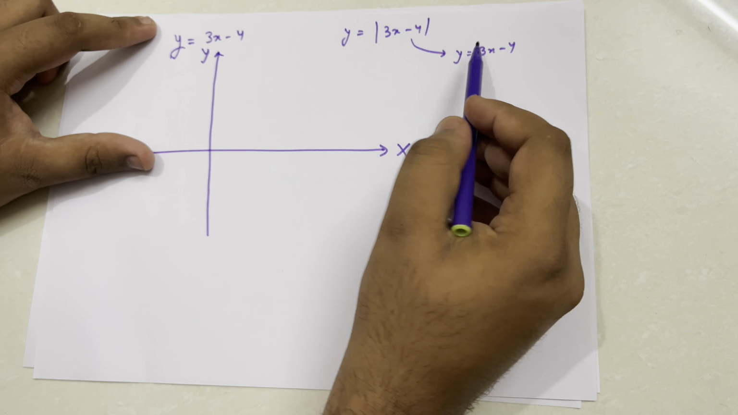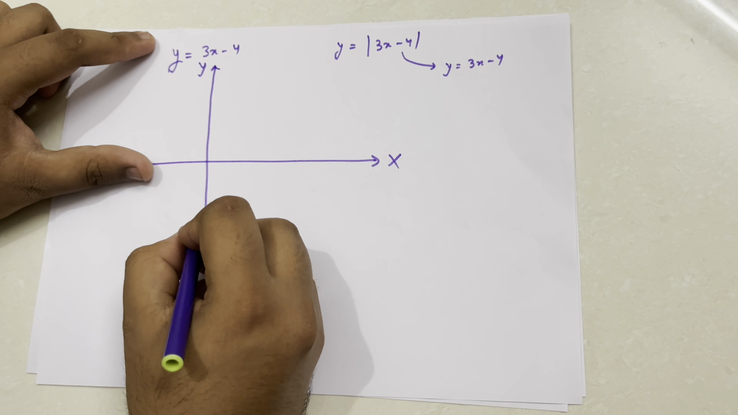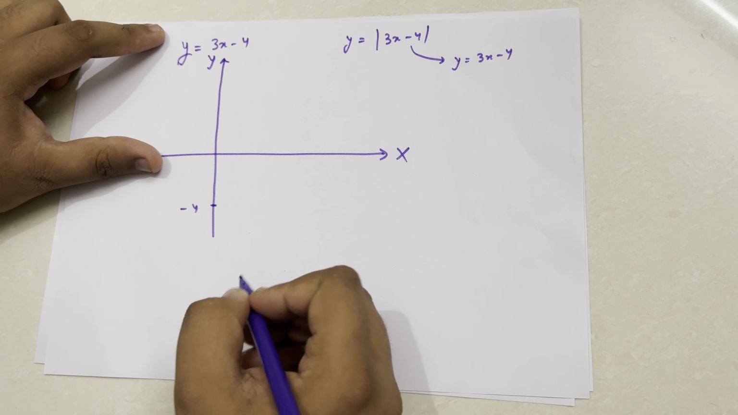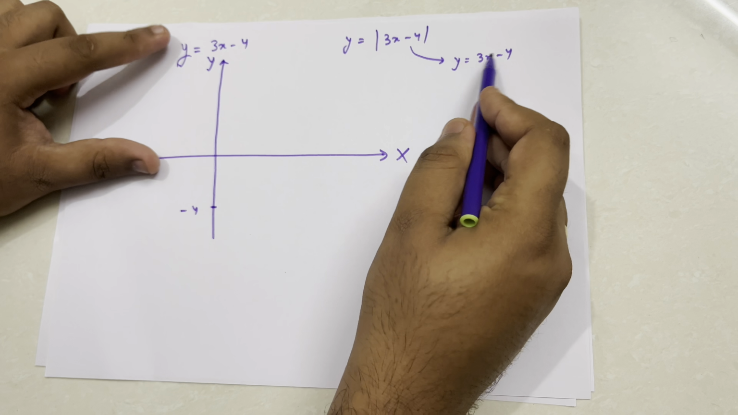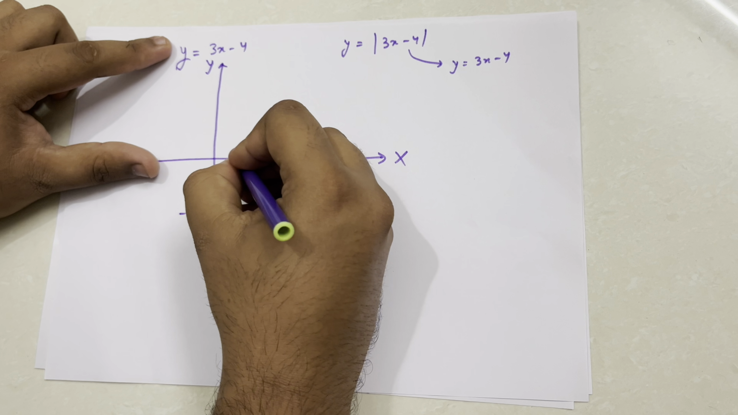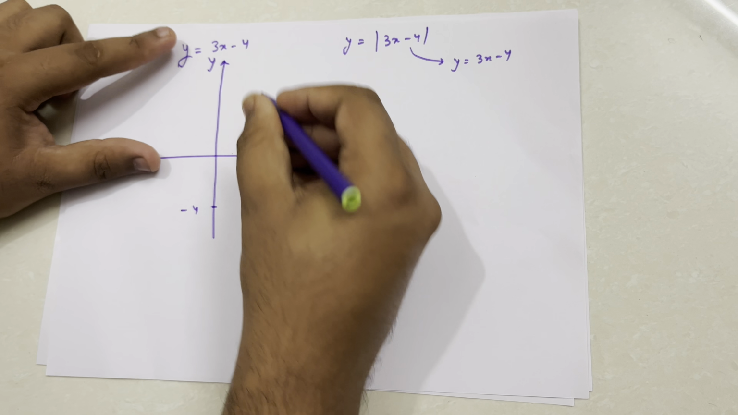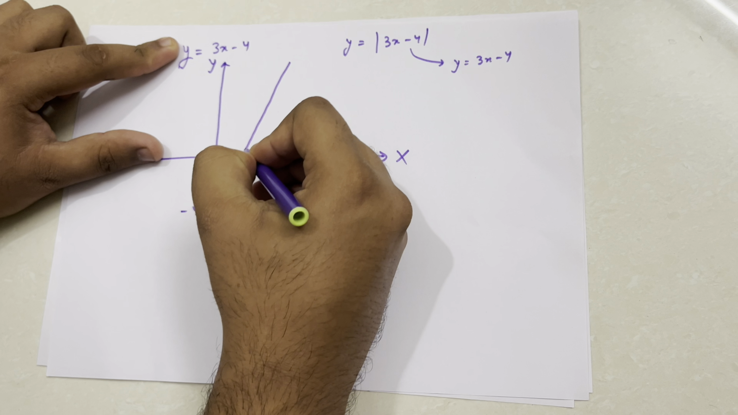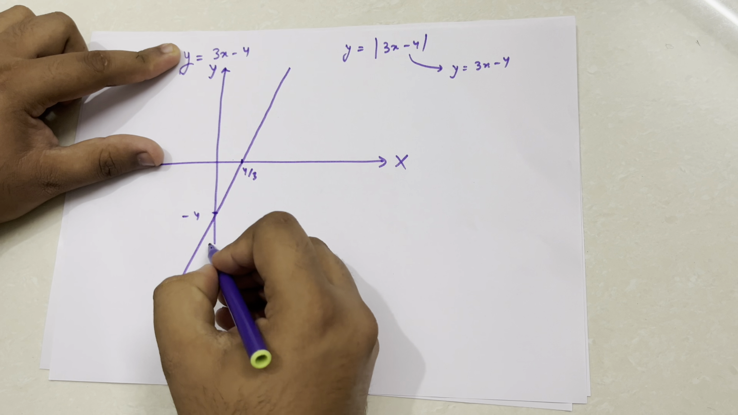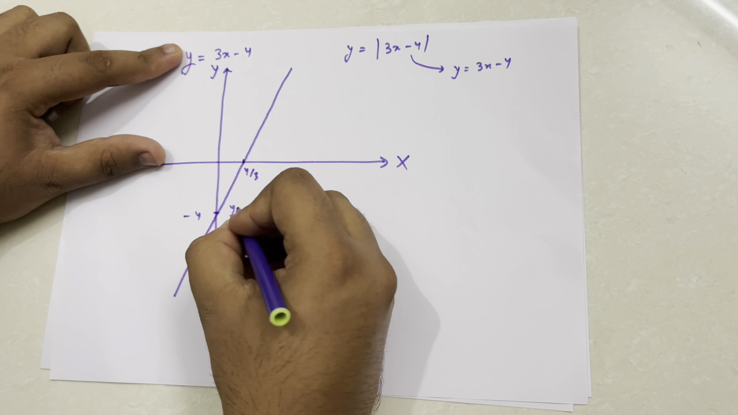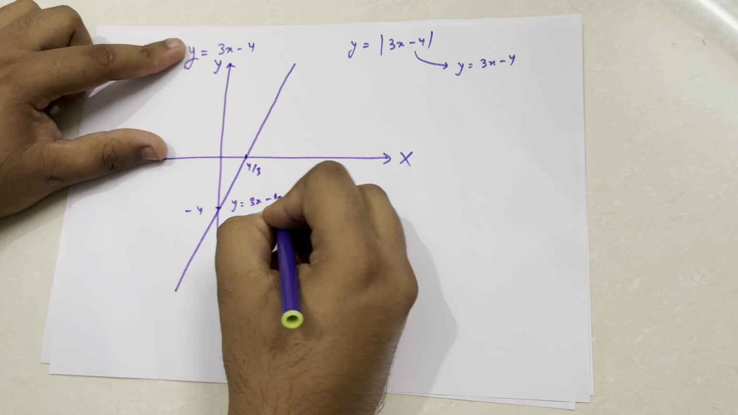So we drew this graph. You saw when x is 0, y is minus 4. So y becomes minus 4. When y is 0, x is 4 by 3. So somewhere here 4 by 3 will be there. And this becomes the graph of y is equal to 3x minus 4.